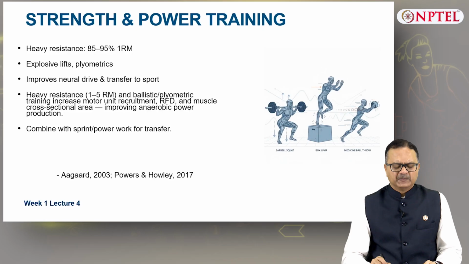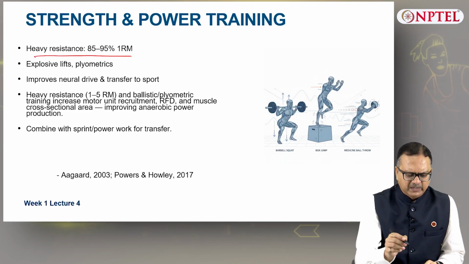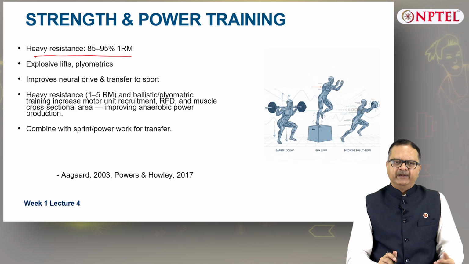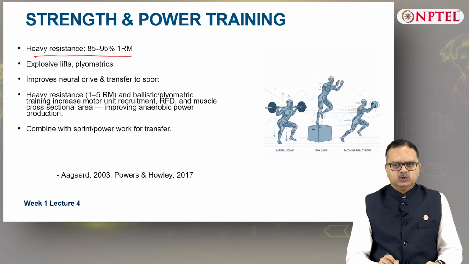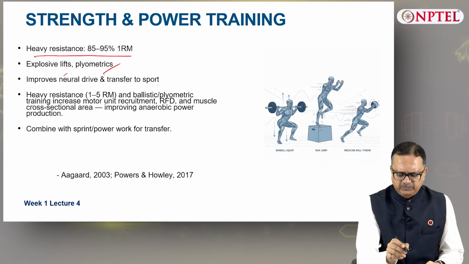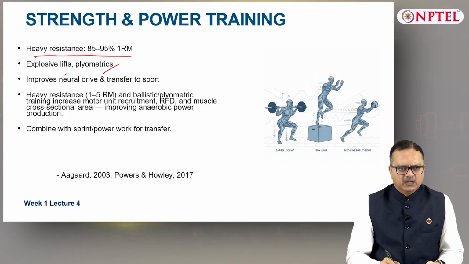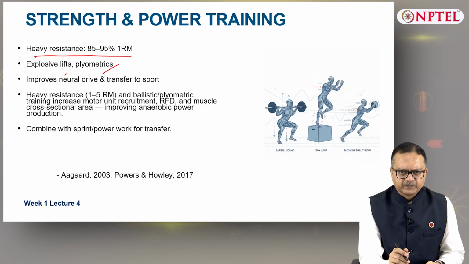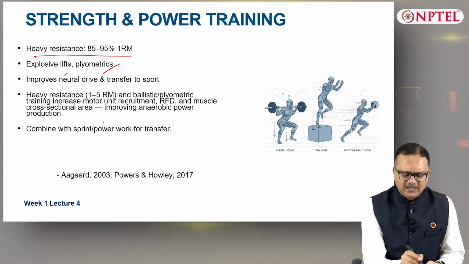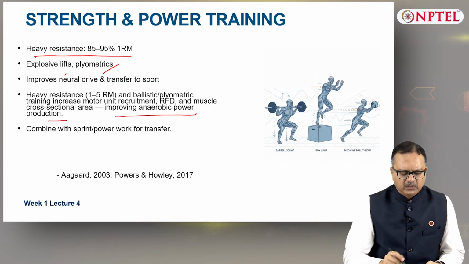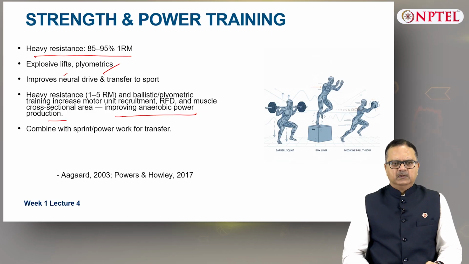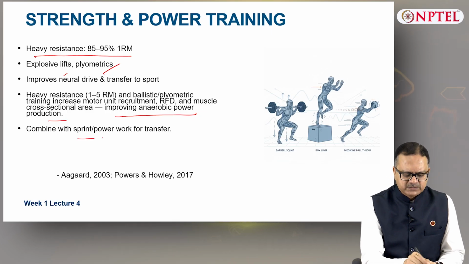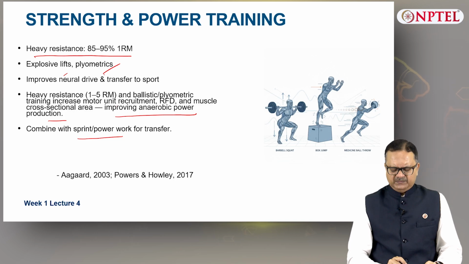Strength and power training. Heavy resistance, more than 85 to 95% of one rep maximum. You may use explosive lifts or plyometrics. Heavy resistance of 1 to 5 RM and ballistic plyometric training increase motor unit recruitment, RFD, and muscle cross-sectional area, thereby improving anaerobic power production. Now, it has to be combined with sprint power work for transfer.